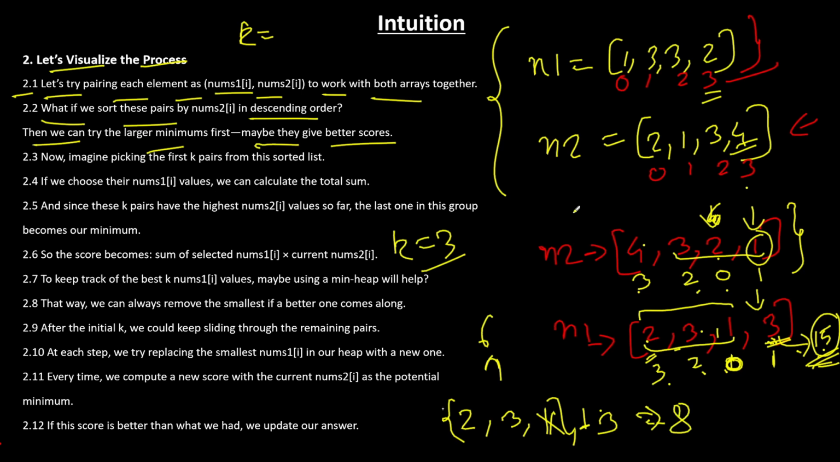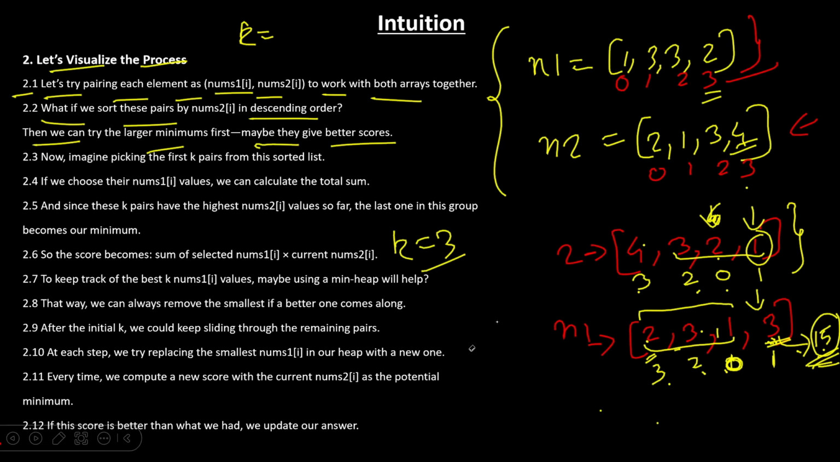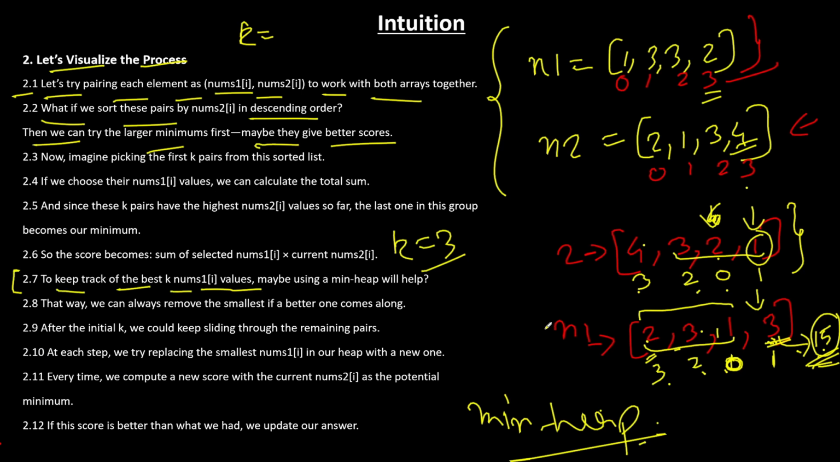What you could do, because you cannot just rely on one of the combinations and move ahead, right? The combinations might differ. So for that, the most important thing you could use is the min heap. Here I have written to keep track of the k best nums1 values. This is nums1, right? Maybe using a min heap will help. Yes, it will help, because that way we can always remove the smallest if a better one comes along, right?